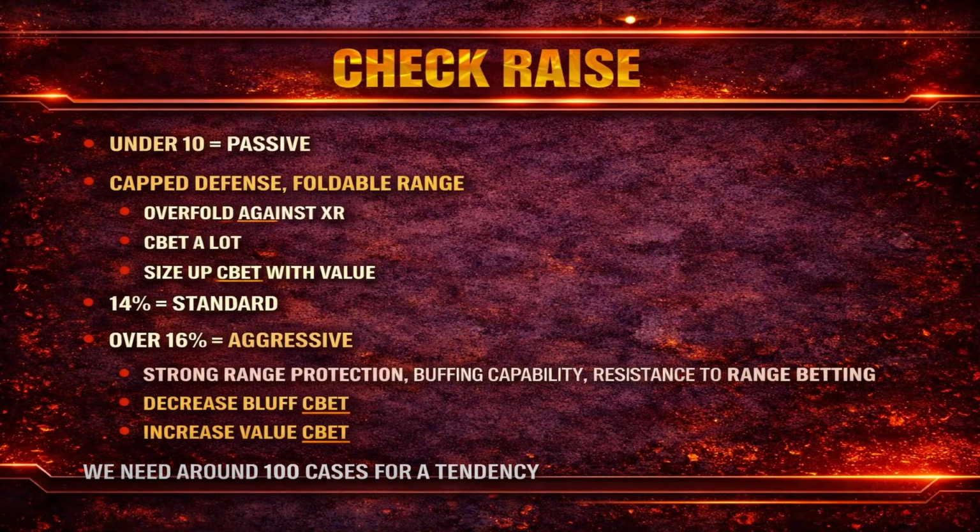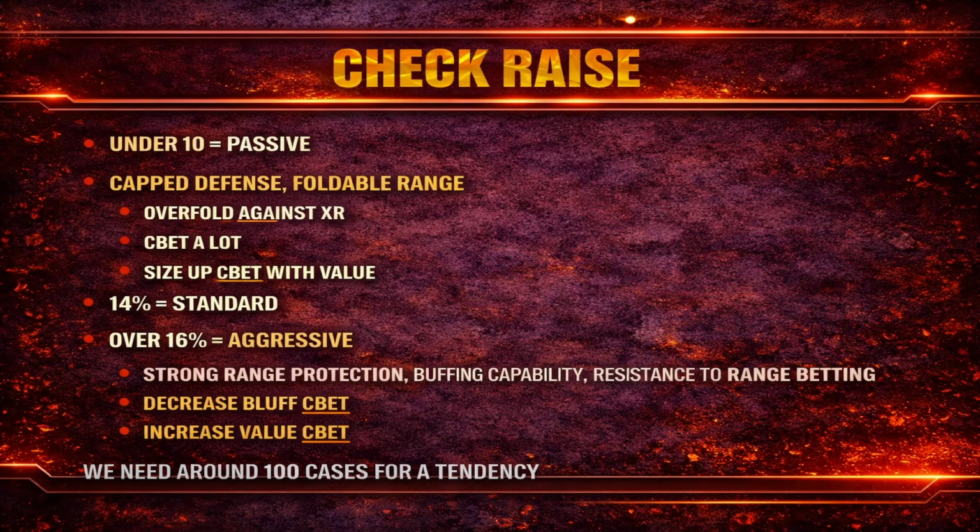Check raising stats are extremely important. If a player has less than 10% check raise, it's a big indicator that he is too passive. His defense is capped and we need to overfold, of course, against his aggression. The key is that when he's not check raising enough, we are allowed to Cbet a lot. Important for us is that we are also forced to size up for value, because the out of position player is not going to do the job for us building the pot.